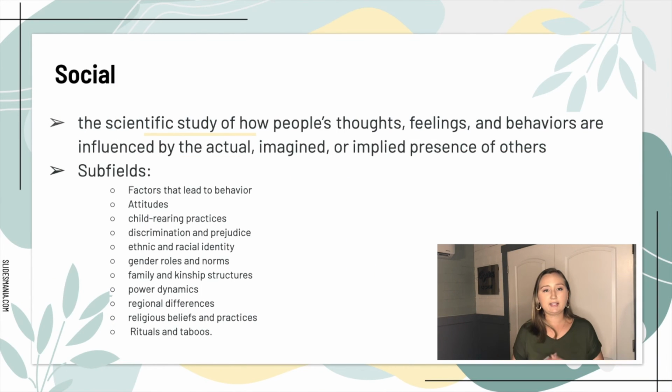All right, social psychology. We're almost there, I promise. It is the scientific study of how people's thoughts, feelings, and behaviors are influenced by the actual, imagined, or implied presence of others. Okay, so whether people are actually there, you're imagining people are there, or you kind of feel like they're there, but they're not.